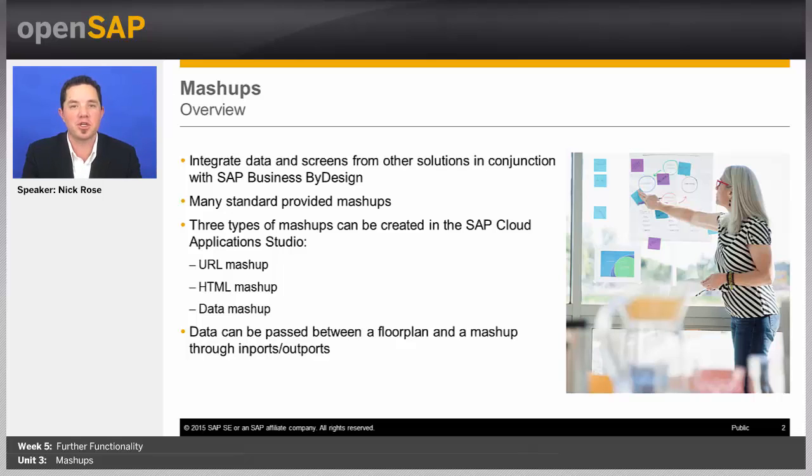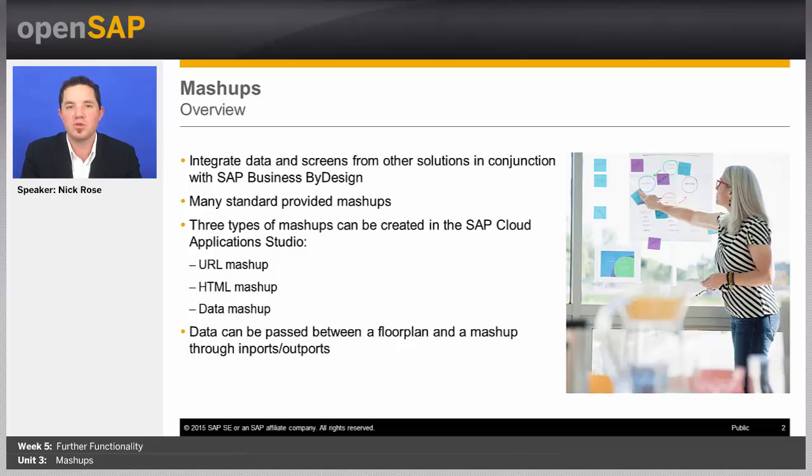An HTML mashup is where you embed some kind of HTML code, or tell it to point to HTML code to be displayed, and then that is rendered within your screen as well. And we're going to build that in our scenario today. The last one is a data mashup, where you're just getting data from somewhere else and then showing it in some type of supported format, or utilizing that data within another mashup within the application.